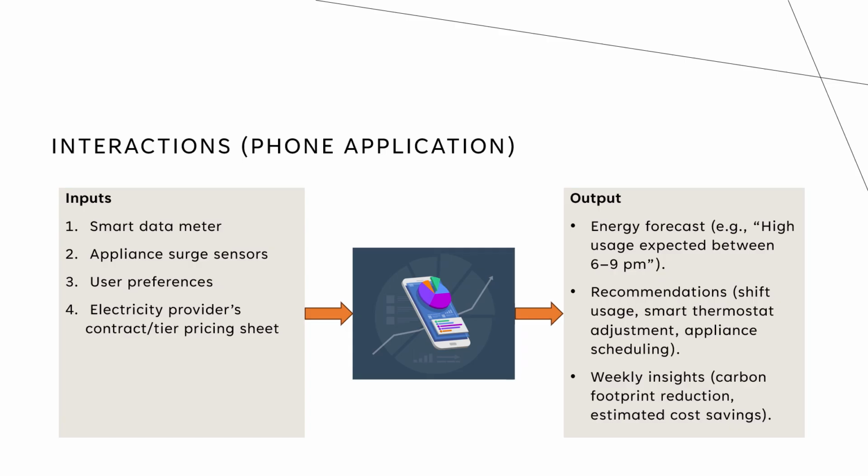The output will be energy forecasts, recommendations for the user, such as shift usage, smart thermostat adjustment, appliance scheduling, and so forth. And then weekly insights into carbon footprint reduction and estimated cost savings.